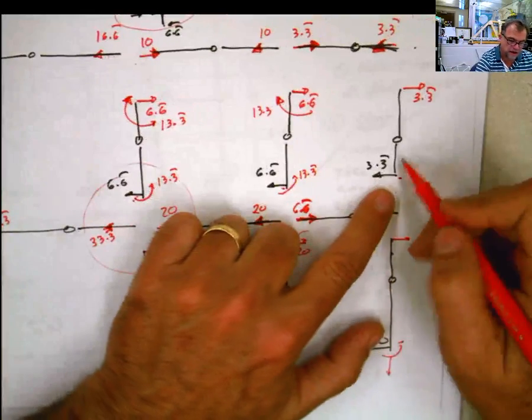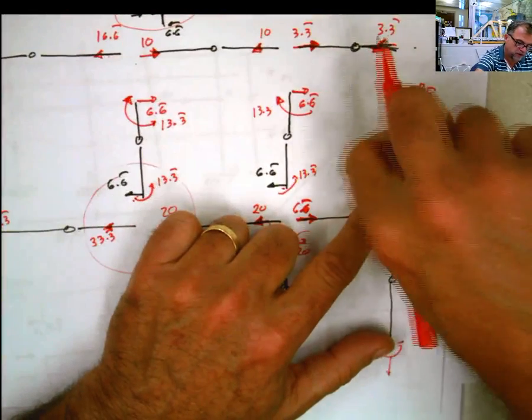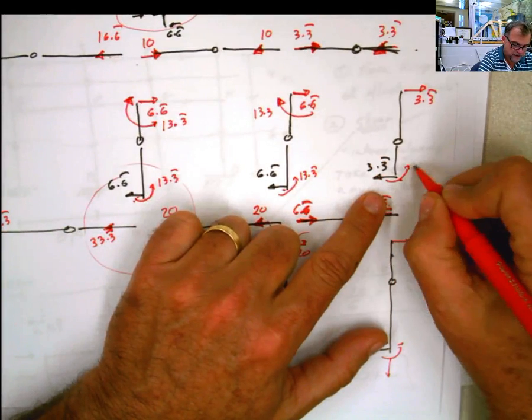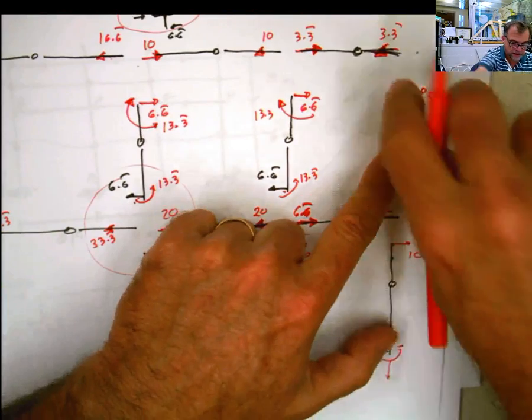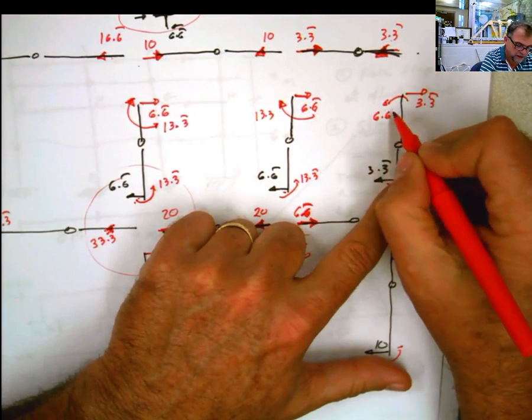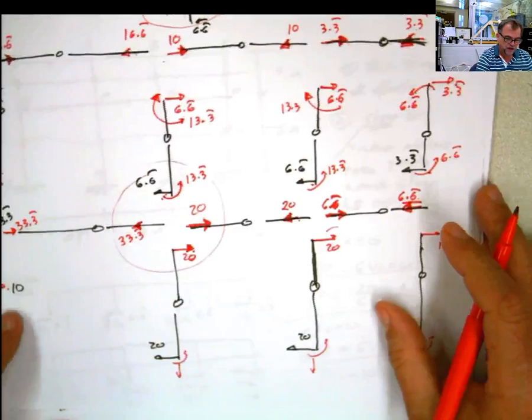And the moment here, this is 3.3 times 2. This is the action. The reaction has to be in the other direction. 6.6. And same thing here. This is the action. The reaction goes in the other direction. 6.6. And we finish basically with those.